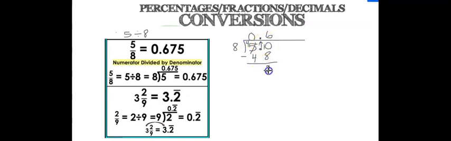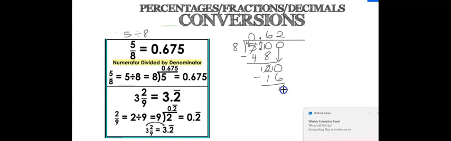10 take away 8 is 2, which you could have done without all that borrowing. 50 take away 48 is simply 2, right? But if you want to go through the process of that vertical math, you certainly can. Bring the 0 down. 8 goes into 20 2 times. I get 16. 8 times 2 is 16. I take that 16 off. And I get 4. Bring down the 0, add a 0, bring it down.